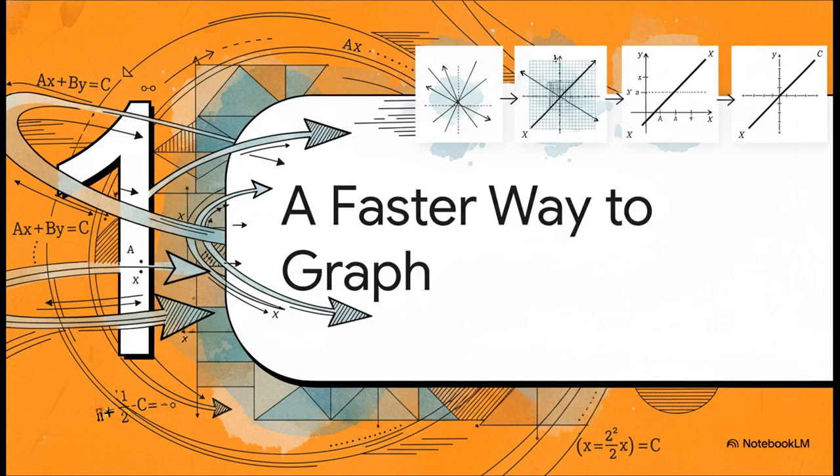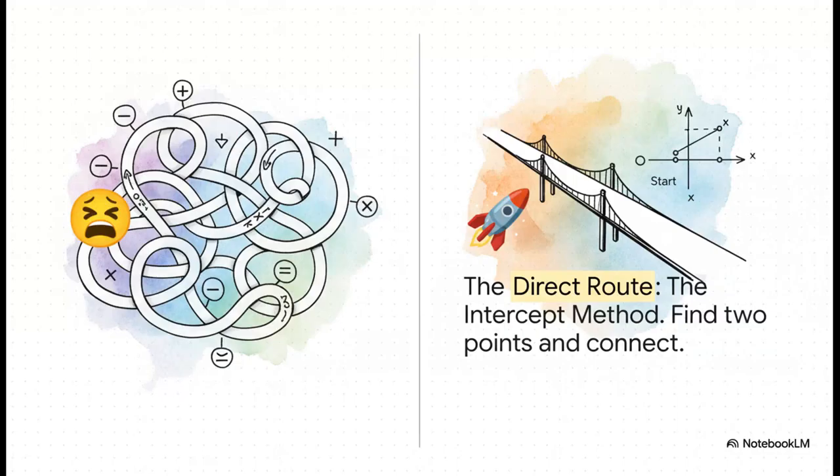Yep, there is a much faster, way more elegant way to get from the equation, just as it is, directly onto a graph. Let me just show you how different these two approaches really are. Okay, so over on one side, you've got that long way, that whole tangled mess of rearranging the equation. But on the other side, you've got the direct route, the intercept method. And the idea is just so simple.